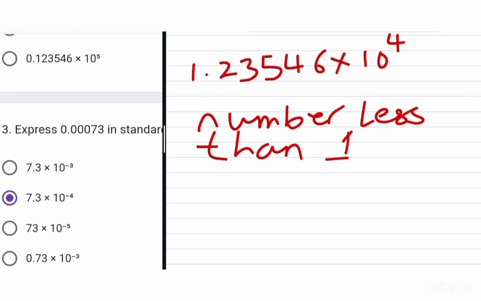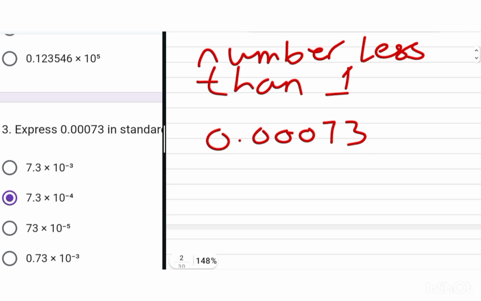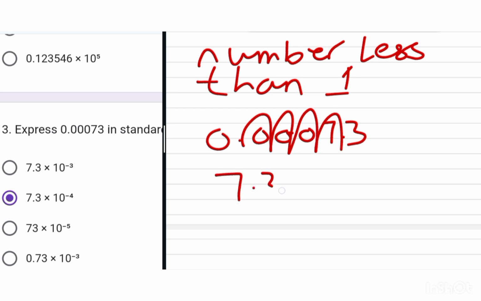For a number less than 1, 0.00073 is less than 1. Same method, put the decimal point in front of the first significant number, but we will have a negative index of 10. The answer becomes 7.3 times 10 raised to the power minus 4.